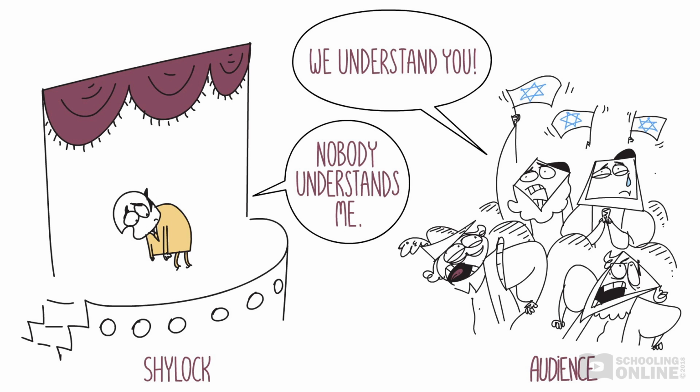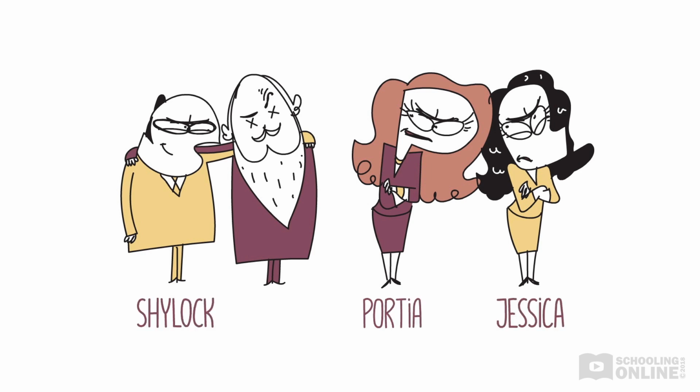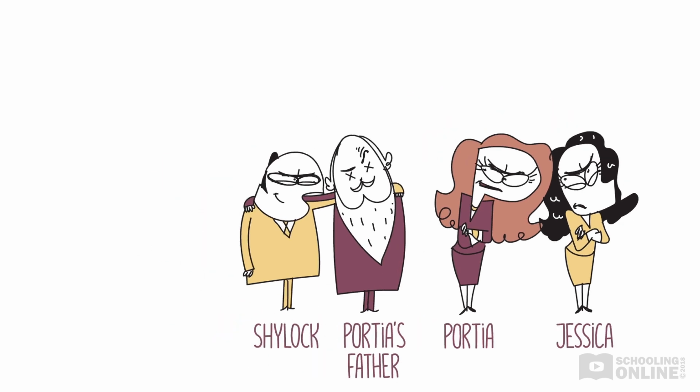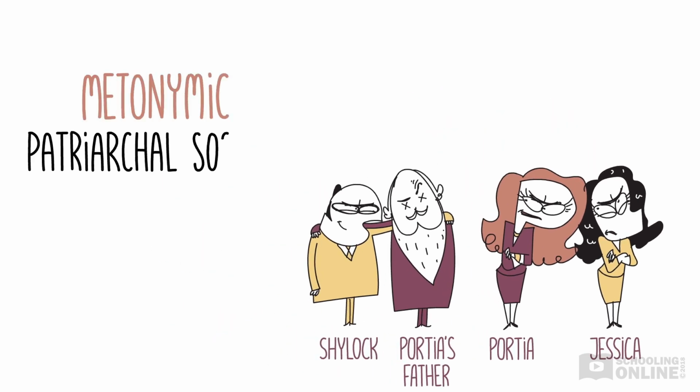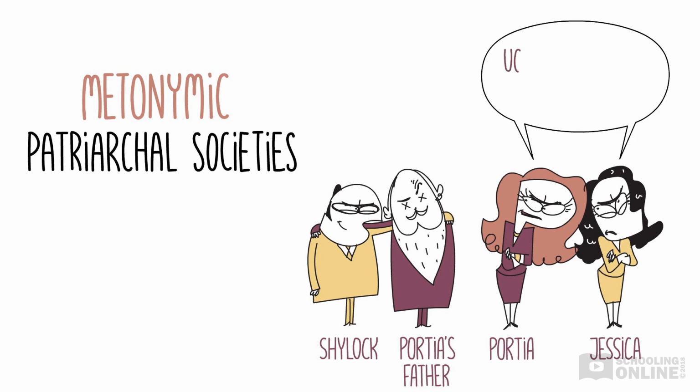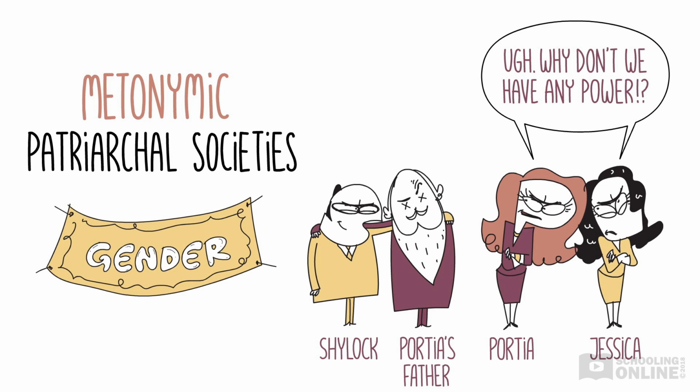Can you think of more examples in the play where individual experiences represent collective experiences? Think about Portia and Jessica's relationship with their oppressive and controlling fathers. This could be metonymic for the struggle that women have faced in patriarchal societies, which is when men have all the power and women are expected to be quiet and subservient. To learn more about this experience, check out our lesson on gender in the play.